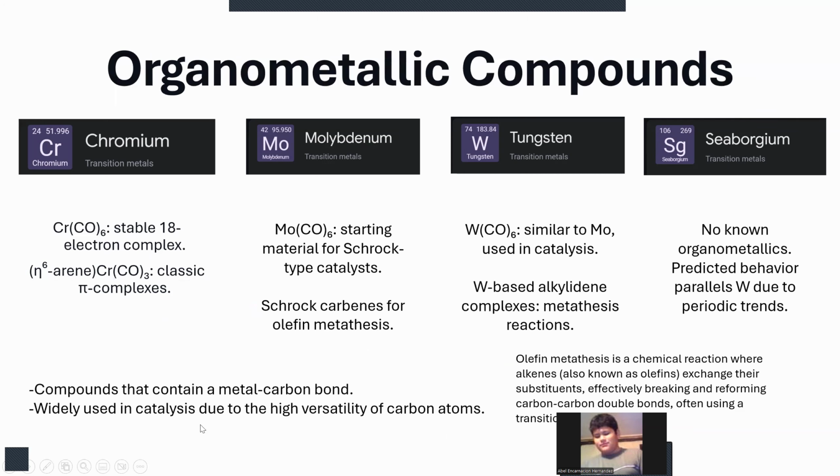Organometallic compounds. These contain a metal carbon bond, pretty much. That's what makes them special. This allows for a lot of versatility when we're talking about catalysts, because it helps speed up a lot of the chemical reactions due to the versatility of carbon. We are able to put in a lot of proteins and many other examples.